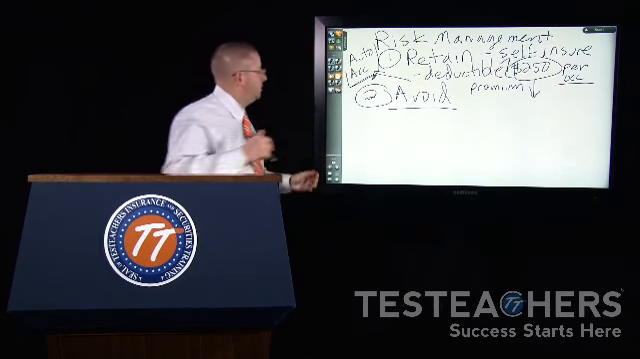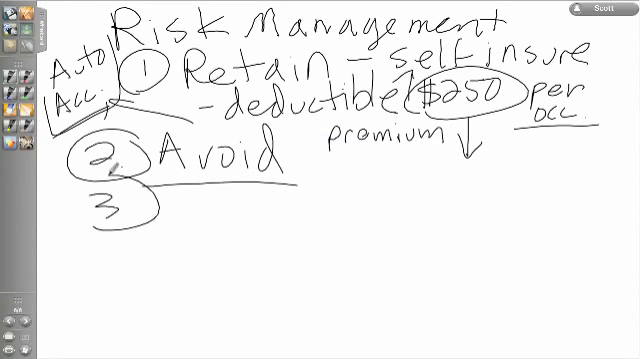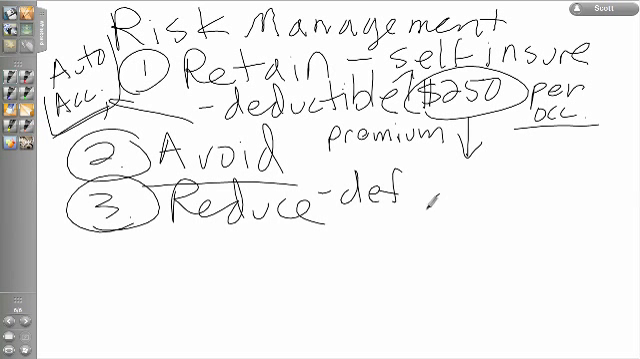Third choice we have, we can reduce the risk. We reduce the risk by sharpening our driving skills, so we take a defensive driving class. A lot of times, if you willingly do this, the insurance company will give you a discount on your premium for your auto insurance. Why? Because you're reducing the chance that you're going to be involved in an auto accident. So, reducing the risk.